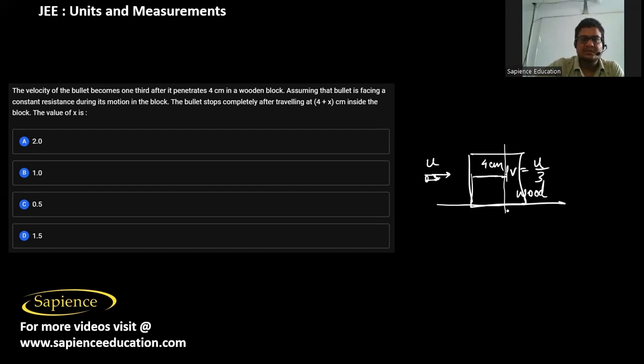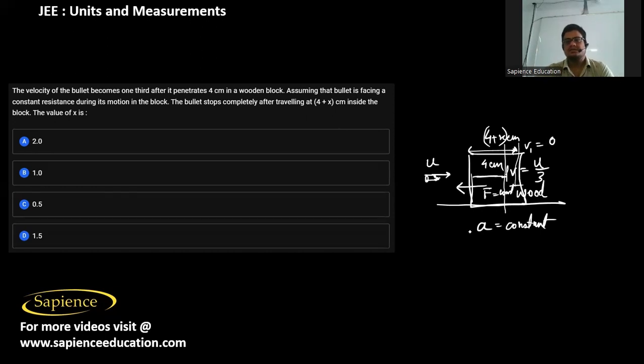Assuming that the bullet is facing a constant resistance during its motion, means the resistive force is constant. It means the retarding force or the retardation, that a, will be constant. Then the bullet stops completely after traveling 4 plus x centimeter inside the block. So here the final velocity v1 will be 0. Then the value of x is how much?